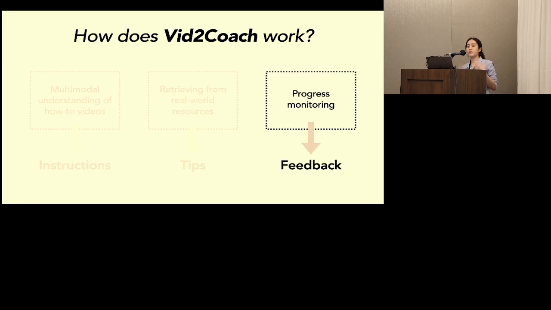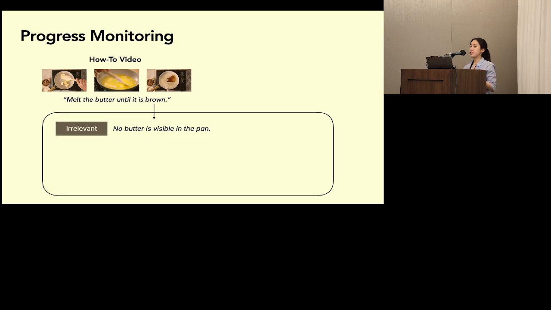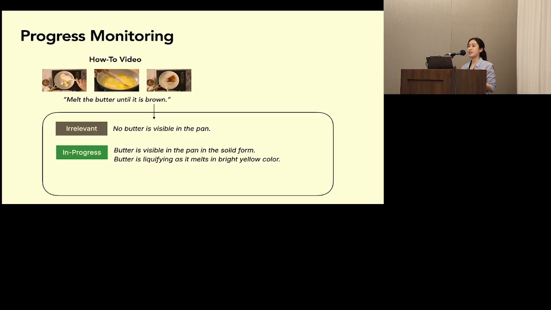Finally, let me share how Vid2Coach provides feedback by monitoring users' progress. For some tasks like cutting bell pepper, you can actually feel by touch that it's complete. But if you have to melt the butter until it's brown, obviously you should not touch the burning butter. So we extract the visual criteria from the how-to video. If you see no butter in the pan, it's irrelevant. If you see butter in a bright yellow color, it's in progress. And when you finally see the golden brown color, you know it's complete.